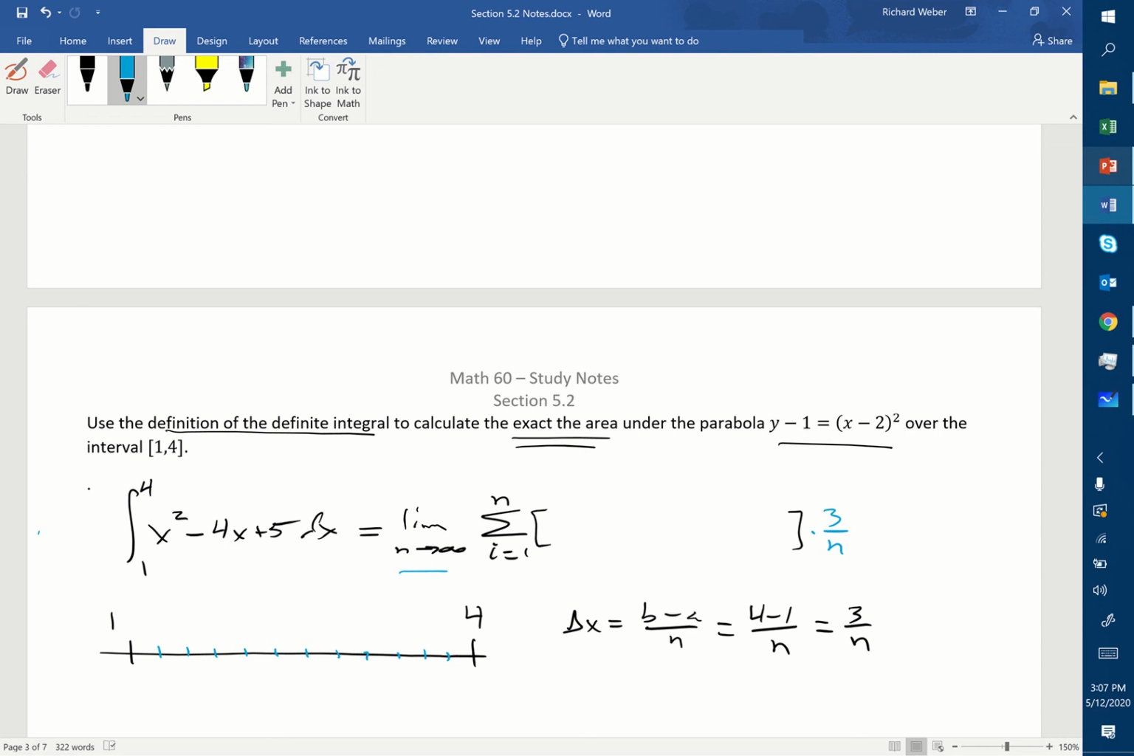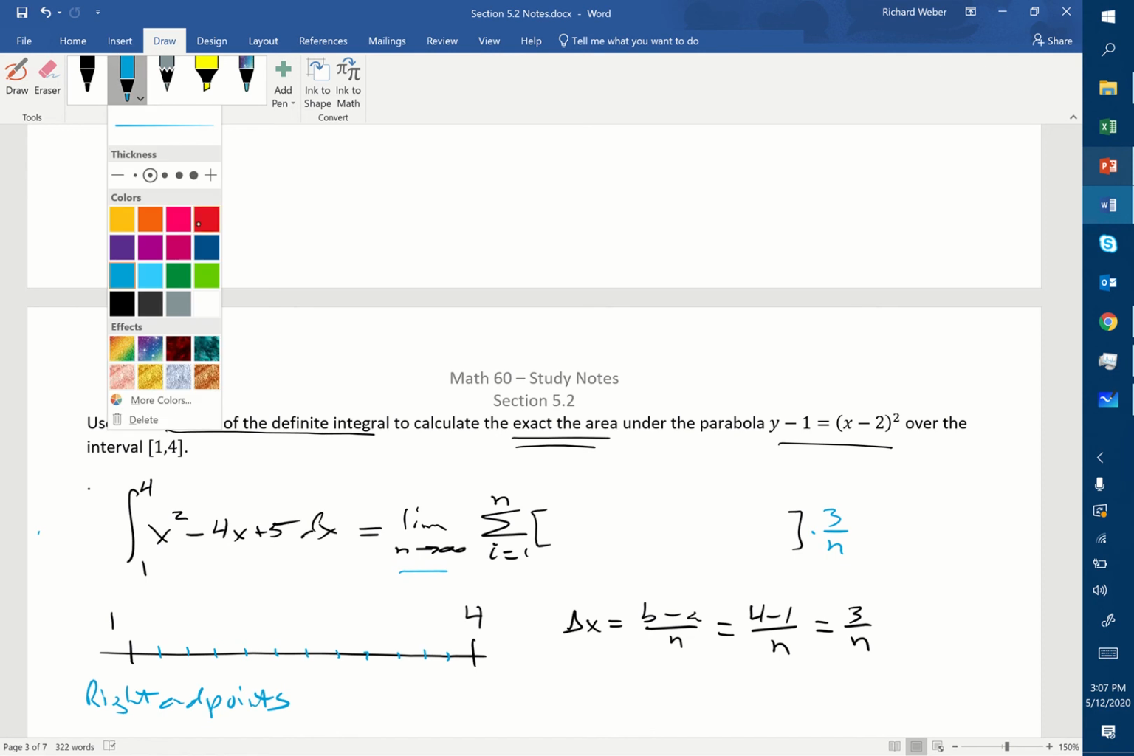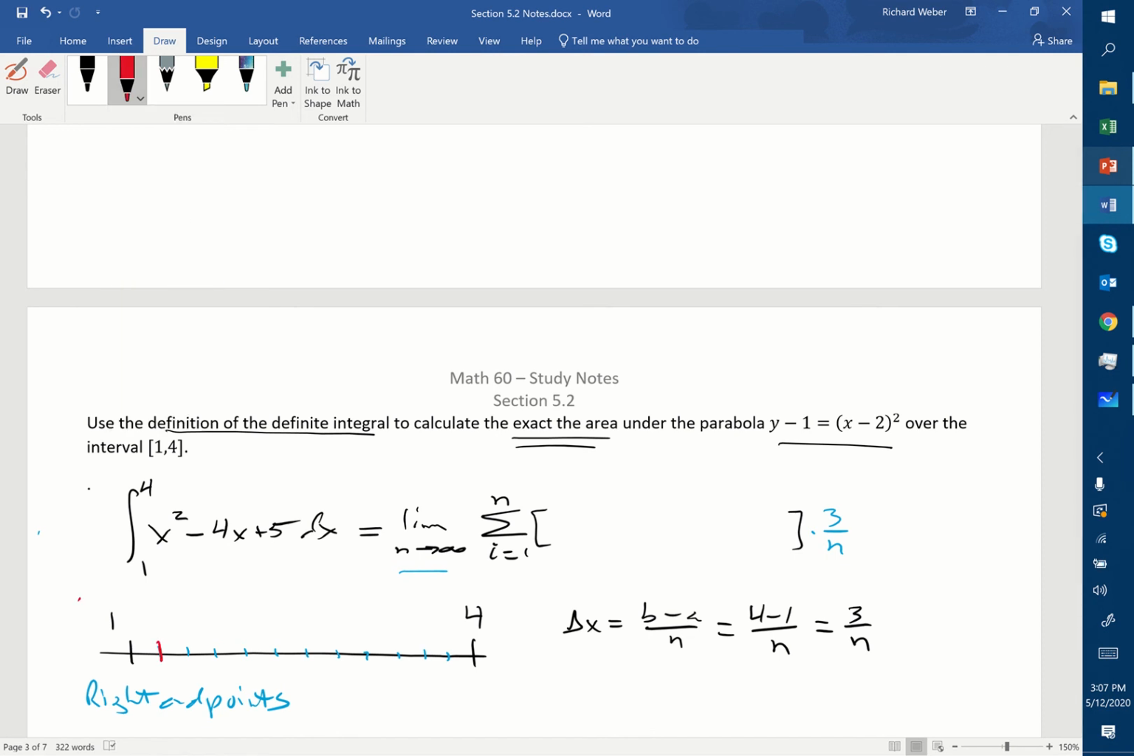Okay, but we're not done. The next part is if we use the right endpoints method, then I'll put this in red so you can see it better. Then we're going to use each one of these right endpoints all the way to the end. Starting at 1, the first one is, ready? Oh boy, this is going to be fun. It's going to be 1 plus your delta x, which is 3 over n. So here's 1, and we add 3 over n, and that's where we are now. If we add 3 over n again, we're at the next one, so that's going to be 1 plus 3 over n times 2.